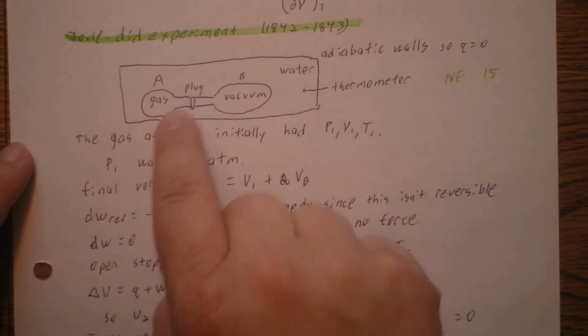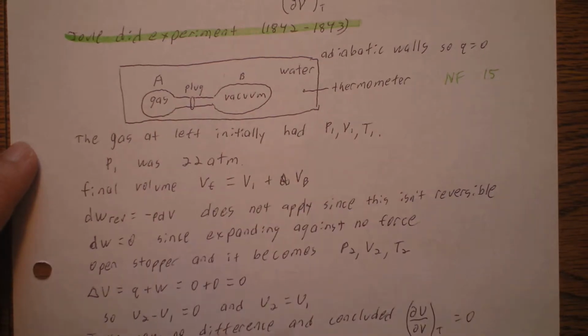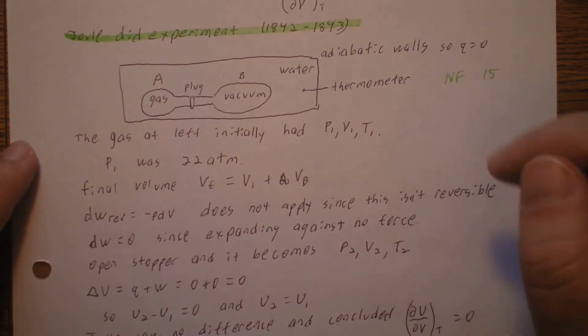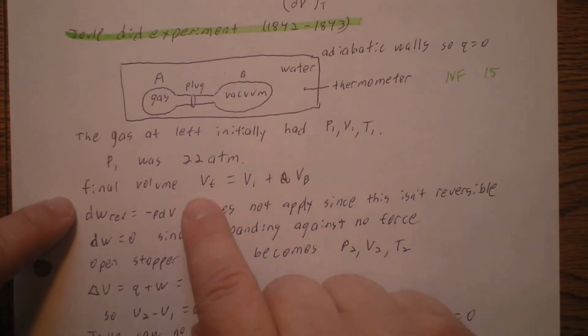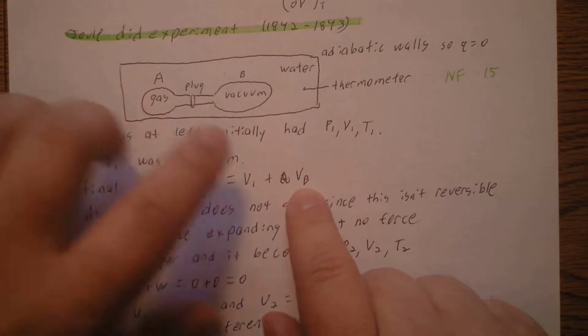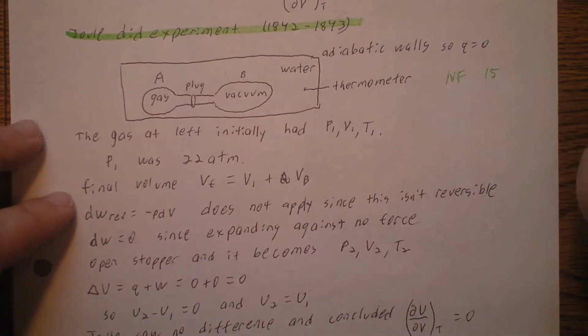So remember, the volume of the gas increased, because the volume was this big originally, but then it was this big after. So the final volume would be our initial volume, V1, plus the volume of this B container. I mean, that would include everything in the middle too, of course.